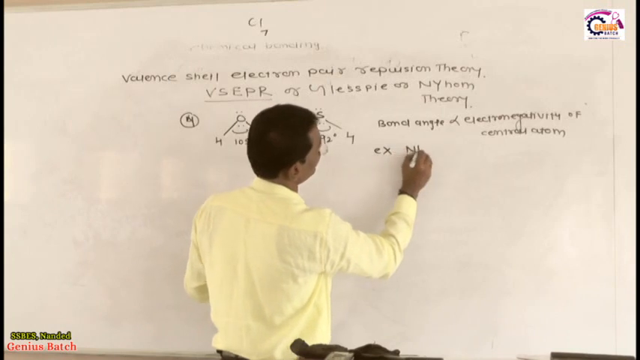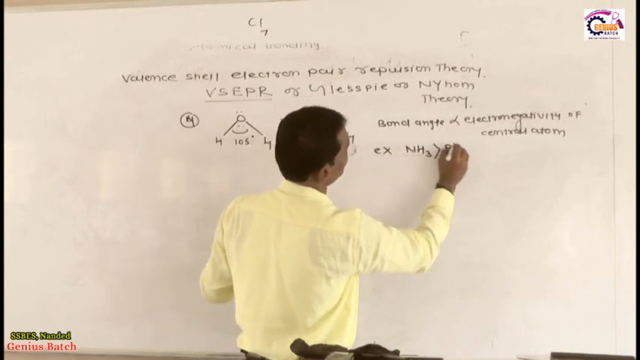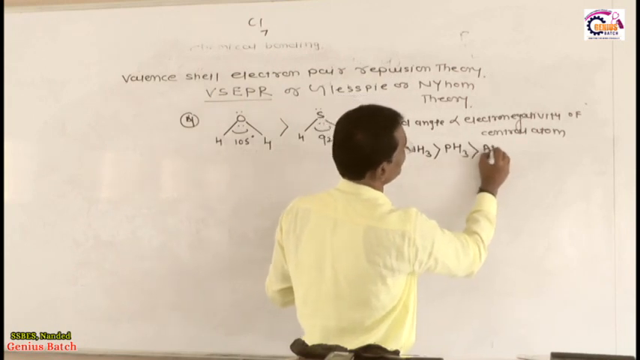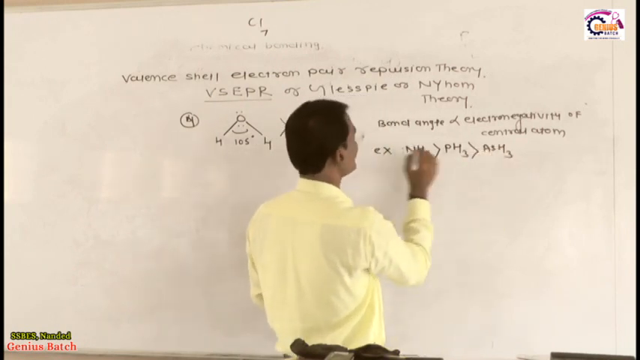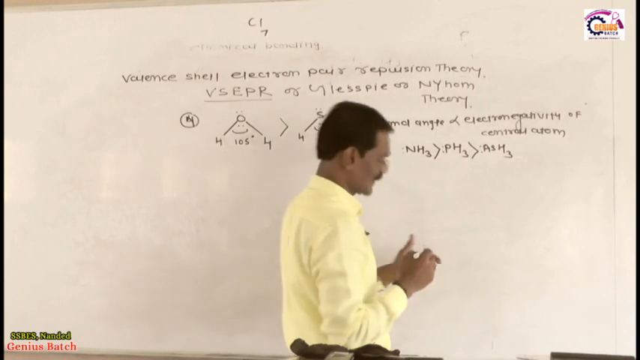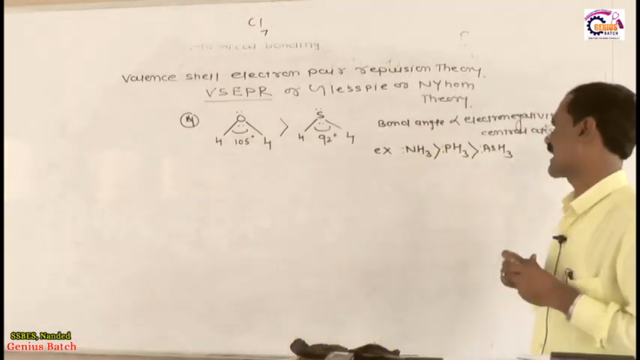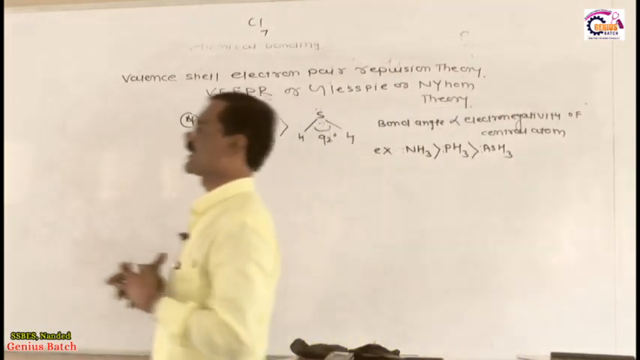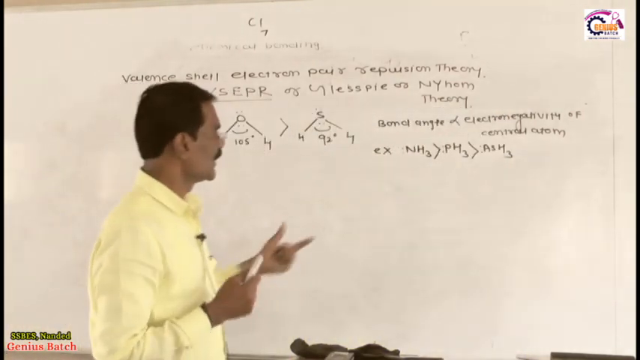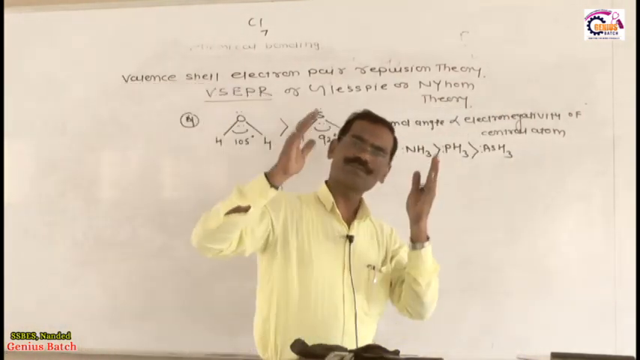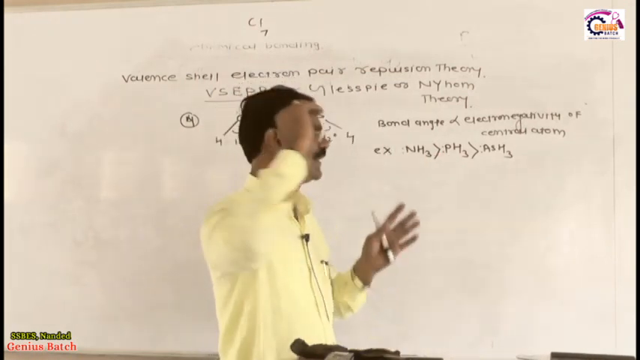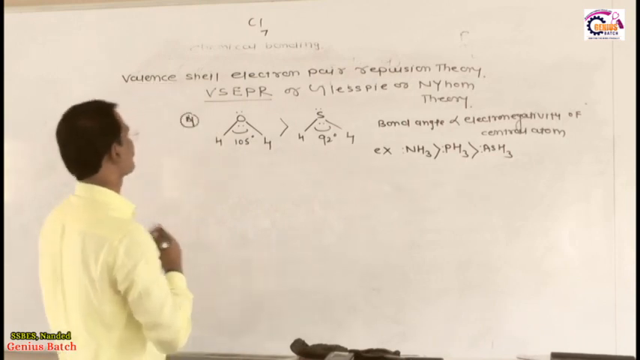Example, dear student, NH3: the NH3 bond angle is greater than PH3, and the bond angle of PH3 is greater than AsH3, because these are atoms with the same lone pair and the same side atom, so the bond angle is directly proportional to the electronegativity of that central atom. I hope you don't have any problem. This is a VIMP concept, very important. Keep it in your mind always and forever.